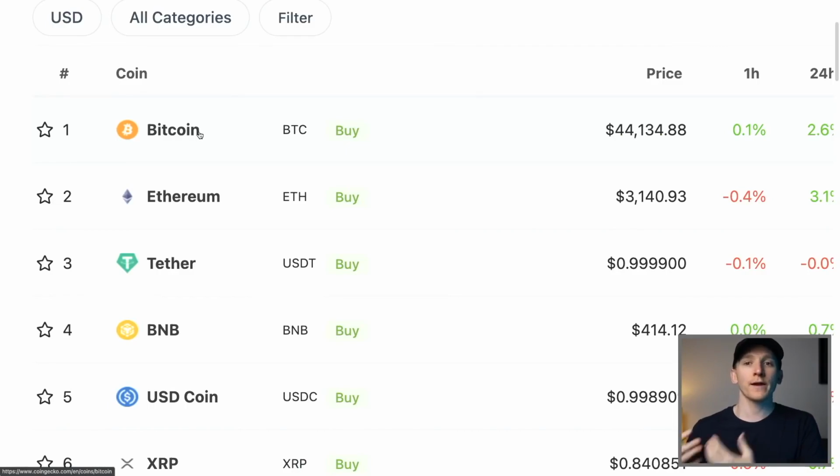Now, most people day trade with Bitcoin because the market is much more liquid, and most of the information about Bitcoin, in fact, all of it, is pretty much publicly known. And that means that Bitcoin is a good barometer of how the market is feeling.